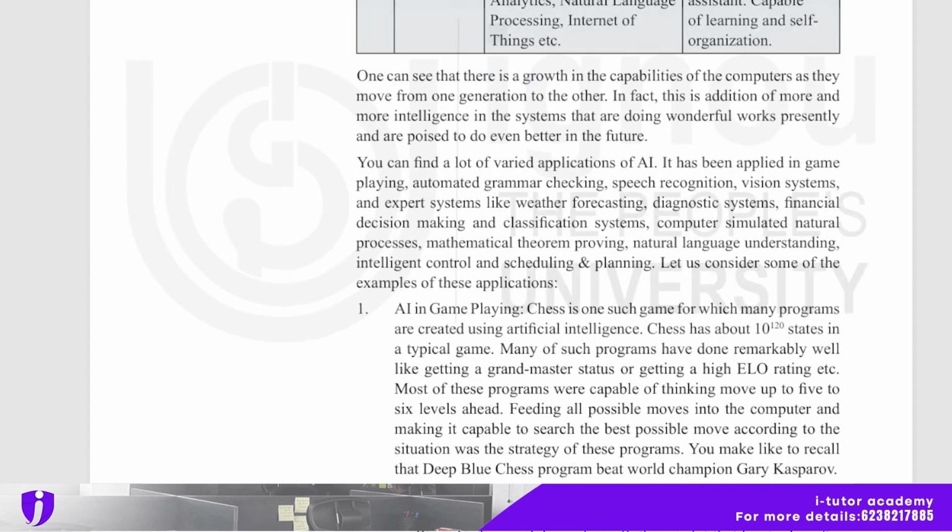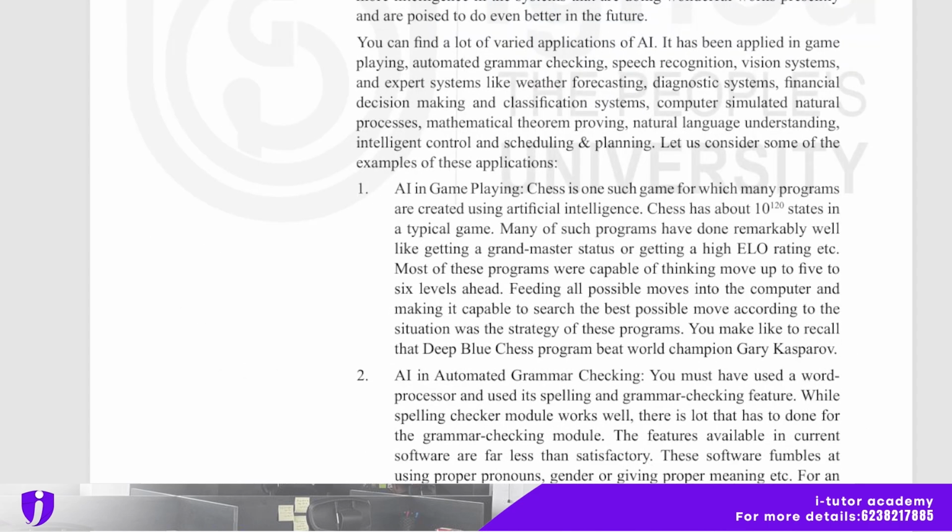And you can find a lot of varied applications of AI. It has been applied in game playing, automated grammar checking, speech recognition, vision systems, and expert systems like weather forecasting, diagnostic systems, financial decision making, and classification systems, computer simulated natural processes, mathematical theorem proving, natural language understanding, intelligent control, and scheduling and planning.